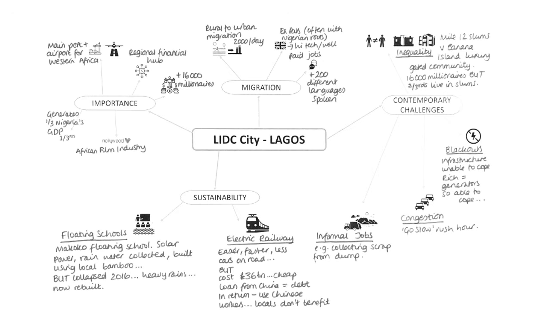You've also got the problem of inequality, similar to London. You've got the Mile 12 slums where people are living in very poor standard of living conditions, versus Banana Island, which is a luxury gated community. There are 16,000 millionaires in Lagos, but 2/3 of the people that live there live in slums. So there's huge inequality.